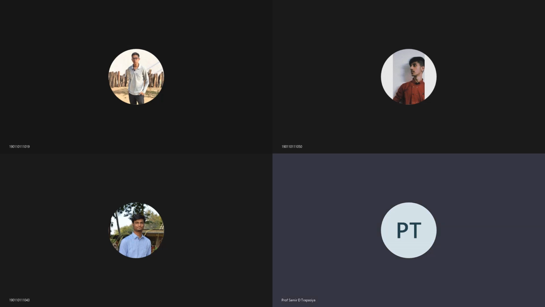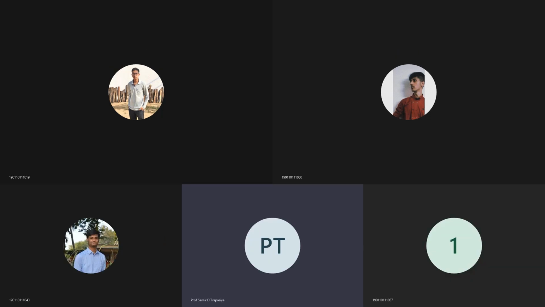Last time we discussed one example of convolution, and today we will discuss more examples of convolution. So I'm going to share my screen with you.